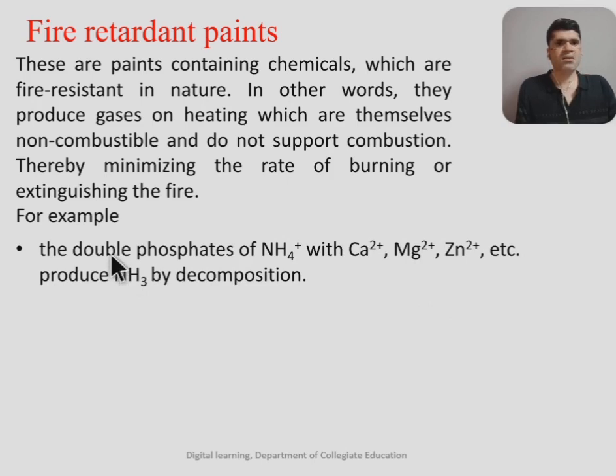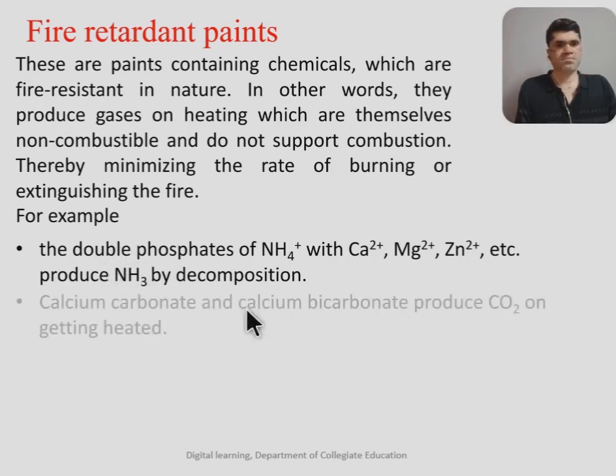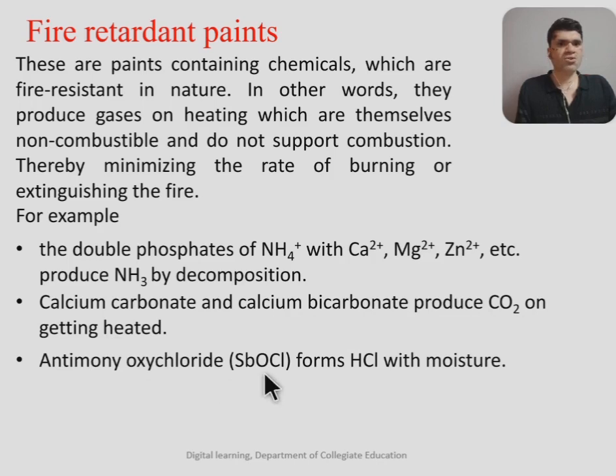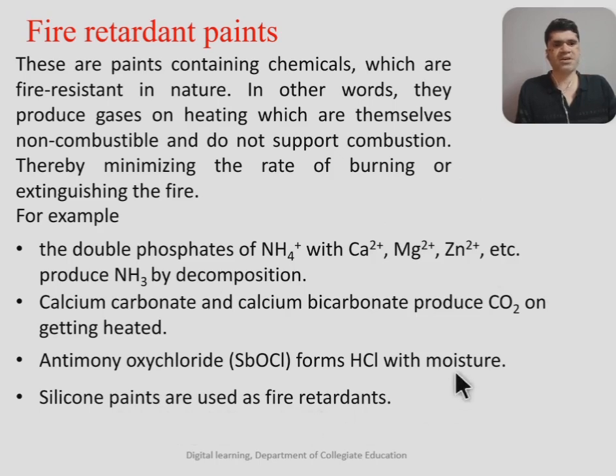So for example, the double phosphates of ammonia like calcium with Ca2+, Mg2+, Zn2+ etc. produce ammonia by decomposition. Calcium carbonate and calcium bicarbonate produce carbon dioxide on getting heated. Antimony oxychloride forms HCl with moisture. So now if you take ammonia or carbon dioxide or HCl, all these are fire retardant gases. Silicon paints are also used as fire retardants.